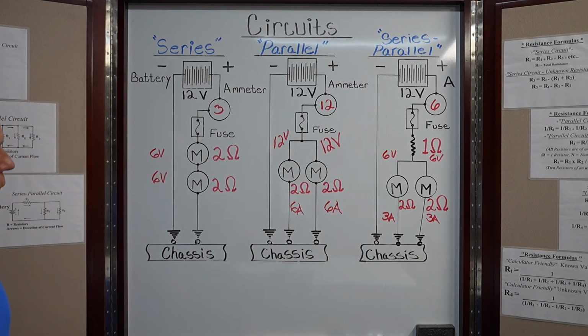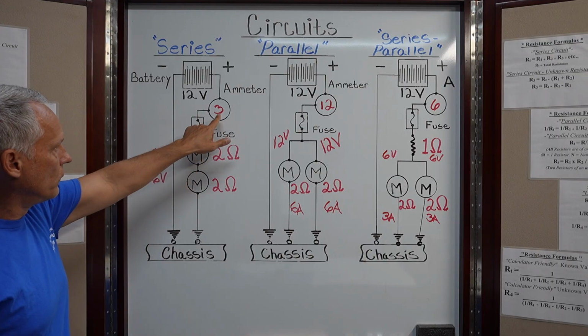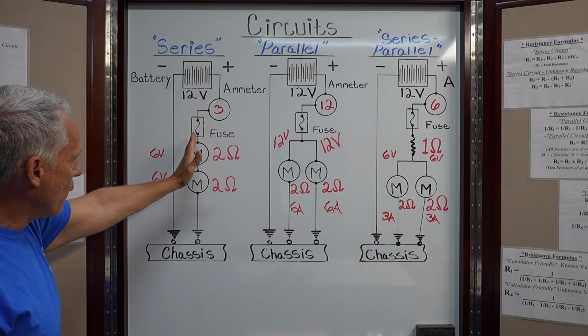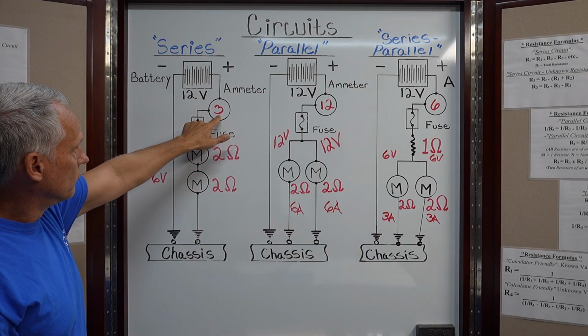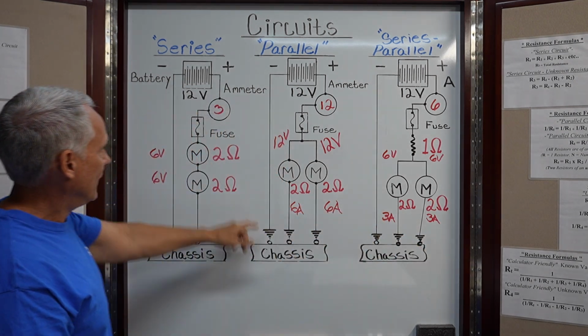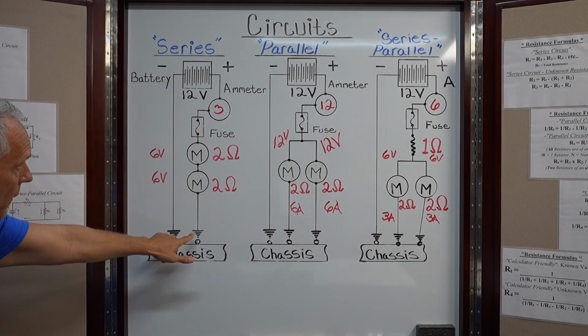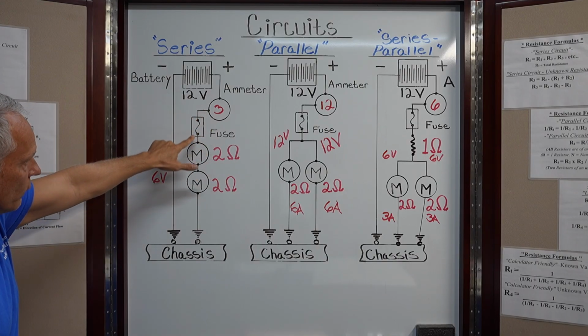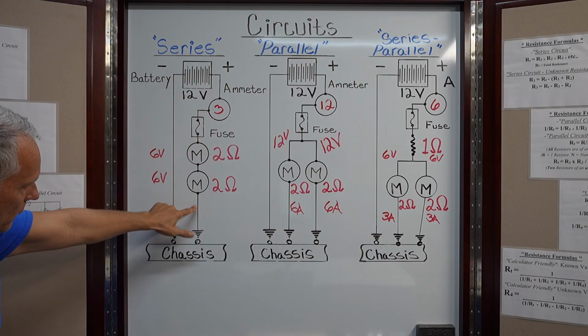Now in this situation over here, since this is in series, right, the current flow through both motors is 3 amps. Same way that this is 3 amps through that motor, and that's 3 amps through that motor. In this series circuit, it's also 3 amps because they're in line, and the total circuit is flowing 3 amps through that motor and then 3 amps through that motor.